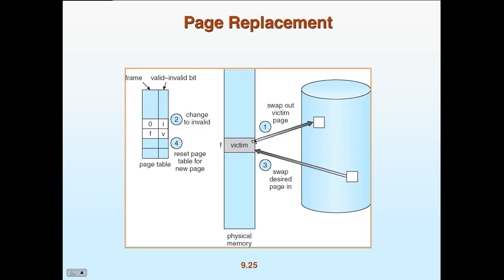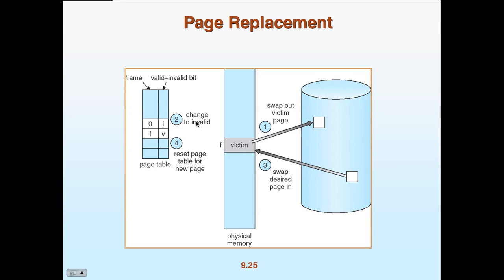And here's our victim out here. We swap out the victim page, because we're going to keep it, and then we swap back in the page that we actually needed to be loaded. And then we update the page table. Now we have this free frame, and F got loaded in here where the victim frame was.